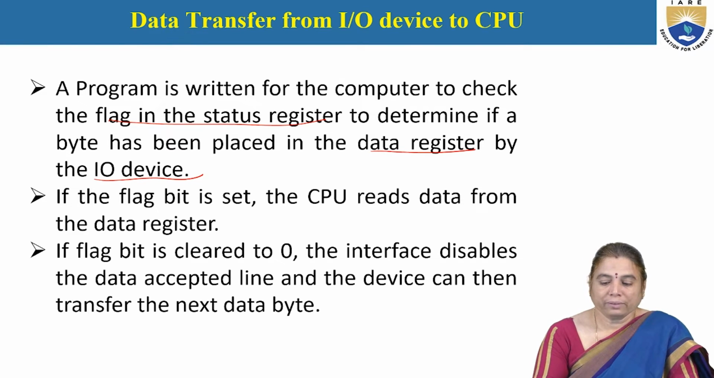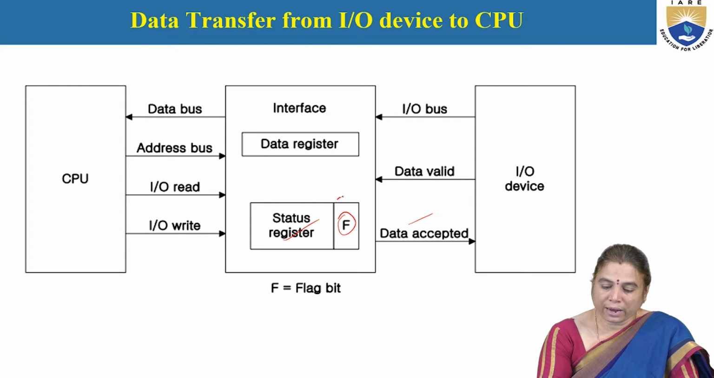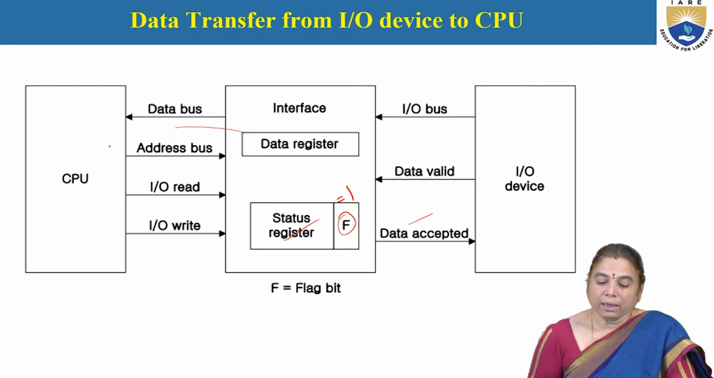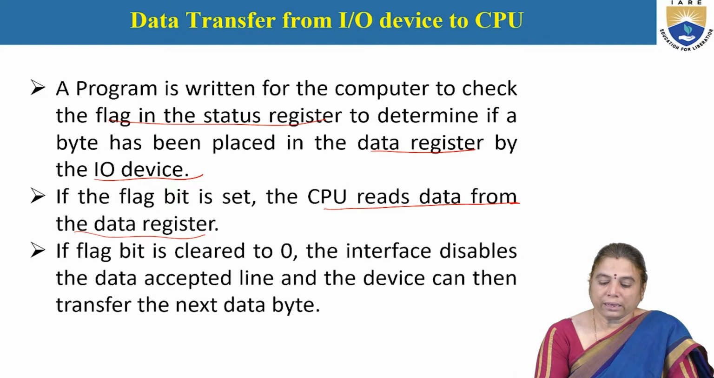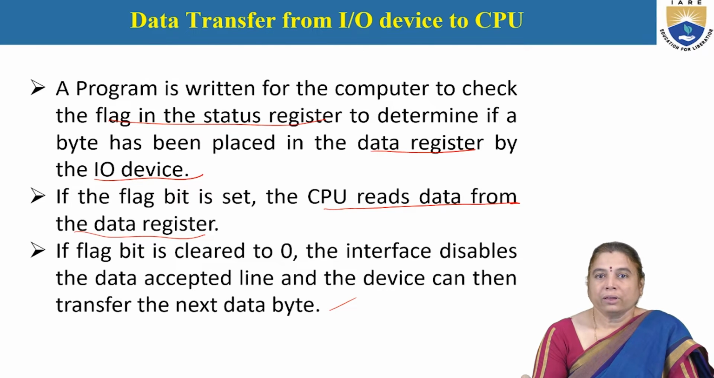If the flag bit is set, the CPU reads data from the data register. Only if F is equal to 1, the data can be transmitted from the data register to the CPU. If the flag bit is cleared, the interface disables the data acceptance line and the device can then transfer the next byte. In this way, the data transfer can exist. So here the important role is a program that is needed to check the flag bit of the status register.